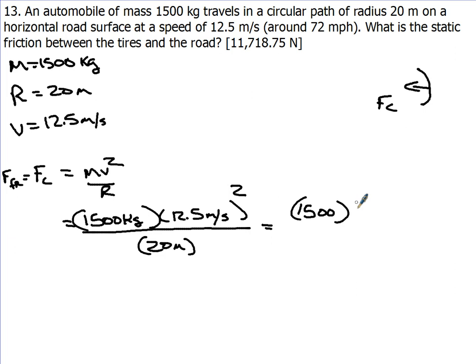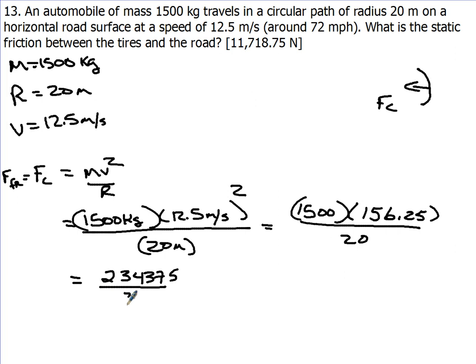Let me do this first. 1,500 times 156.25 divided by 20. Now 1,500 times 156.25 is, oh, this is an ugly number, 234,375, and that whole thing is divided by 20. And lo and behold, I did get what the answer said, 11718.75 newtons.